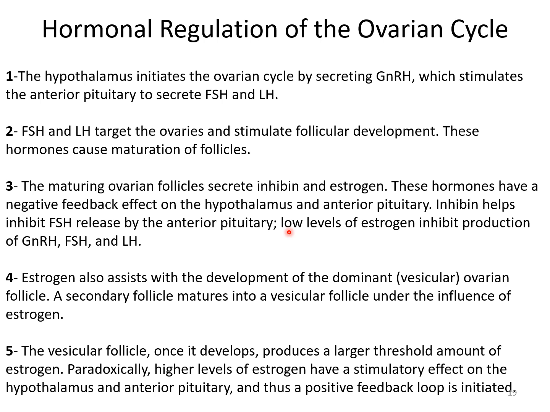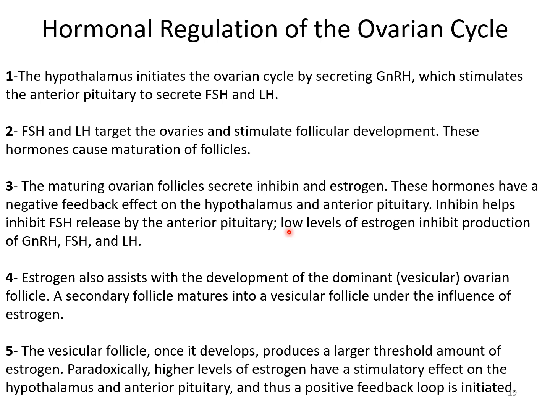So we started in the brain, then we communicated with the ovaries, and now the ovaries are releasing their own hormones, which communicate back to the brain to turn down those initial signals. Estrogen also assists with the development of the dominant or vesicular ovarian follicle. As estrogen is released from those earlier stage follicles, it promotes the transition of the follicle itself. The primary becomes a secondary, and then the secondary becomes the vesicular follicle, all under the influence of the estrogen that follicle is releasing.